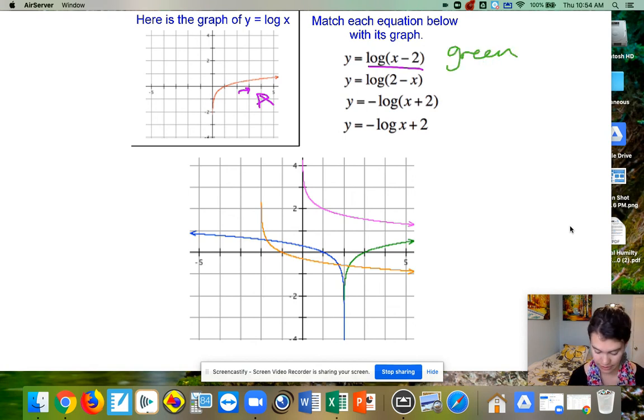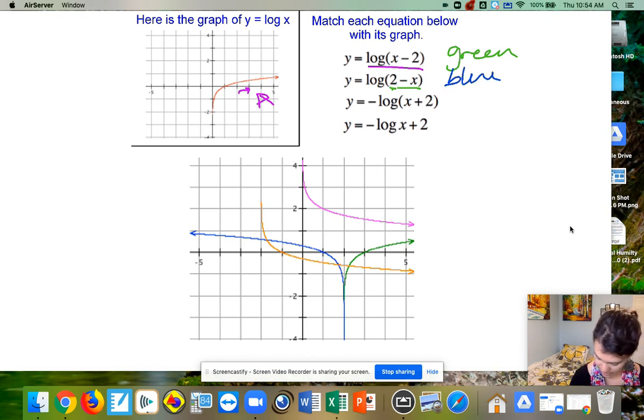And then here we have 2 minus x. So the 2 is going to be a left 2. And then the negative is a flip. So we need to flip over something. So the only one that's flipped vertically is going to be the blue one.